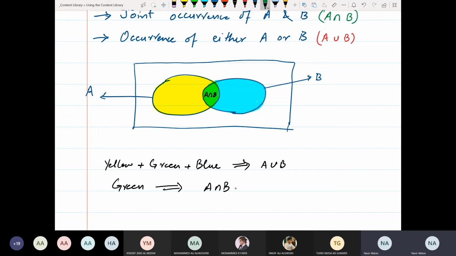Let me make it clear. This is intersection. It is not a union. This is union. Union is like a U. Intersection is like an N. Union is either one of them, not necessarily both. Yes, Ahmad, union is either one of them. Intersection is both of them. Yes, okay. Clear, thank you.